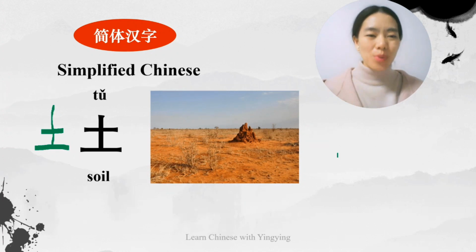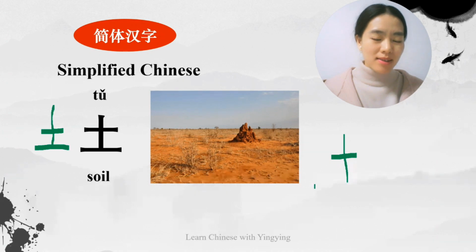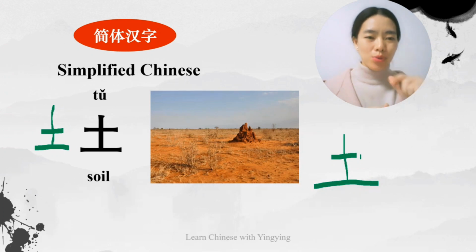Let's write the word together. The middle one. This one is longer than the first one. So this is the word 土. 土. It means soil.